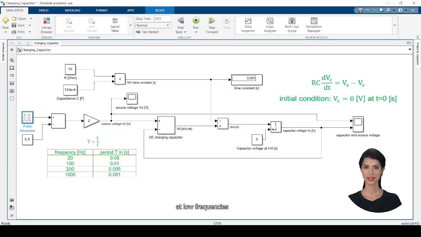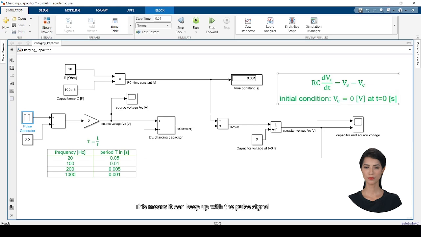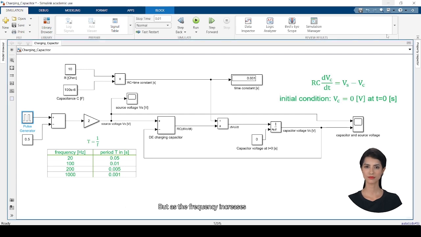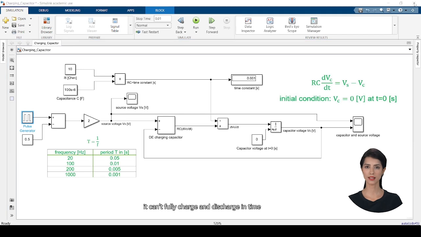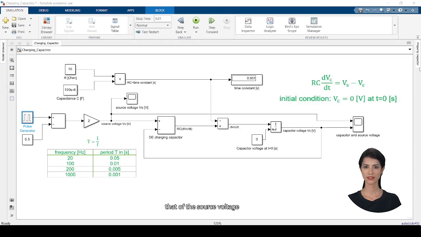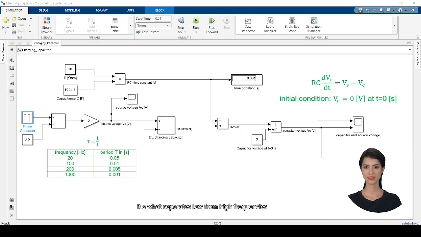To sum it up, at low frequencies, the capacitor has plenty of time to fully charge and discharge. This means it can keep up with the pulse signal, and the amplitude, or peak-to-peak value, of the capacitor voltage matches that of the source voltage. But as the frequency increases, the capacitor starts to struggle, it can't fully charge and discharge in time. As a result, the amplitude of the capacitor voltage drops below that of the source voltage. The time constant is the key here, it's what separates low from high frequencies.